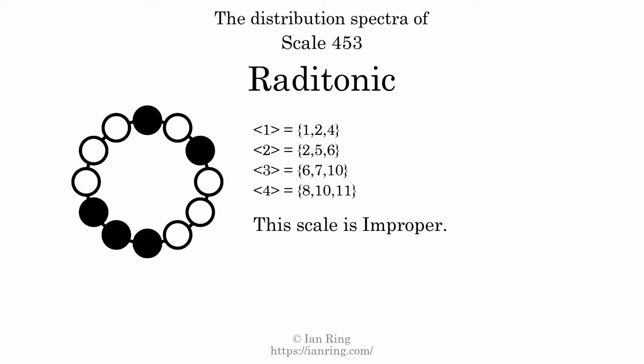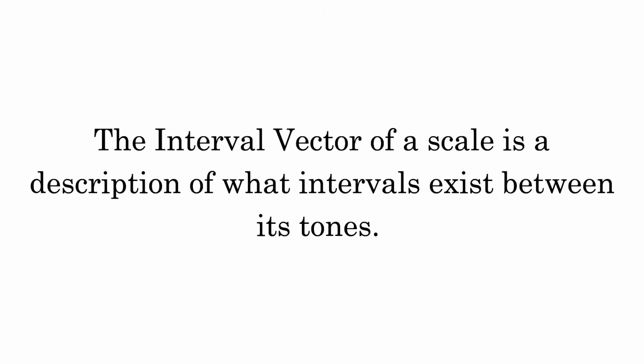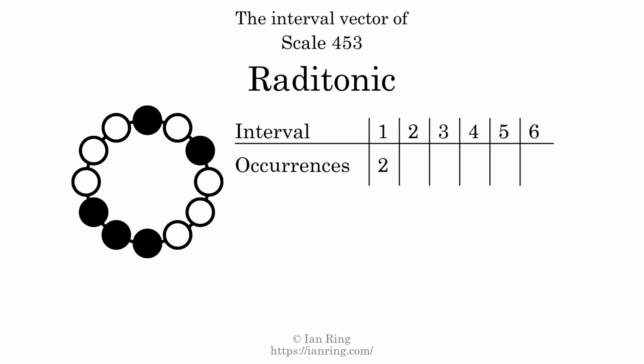Since the generic interval ranges overlap, this scale is an improper scale. The interval vector of a scale is a description of what intervals exist between its tones. There are two intervals with the size of one semitone. They are here and here. There are two intervals with the size of two semitones. They are here and here.